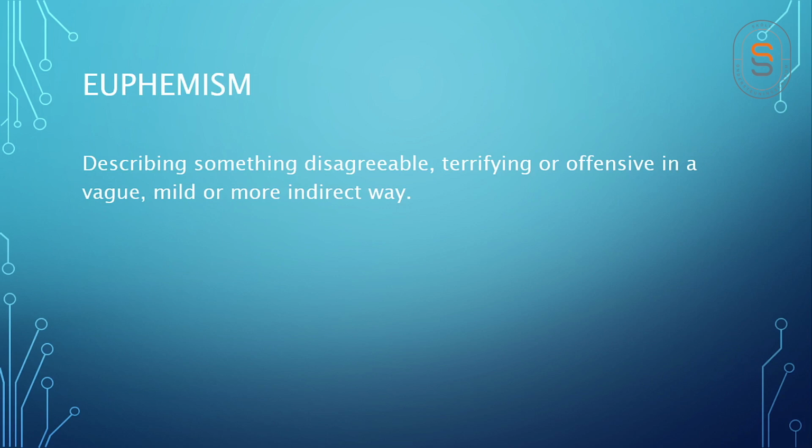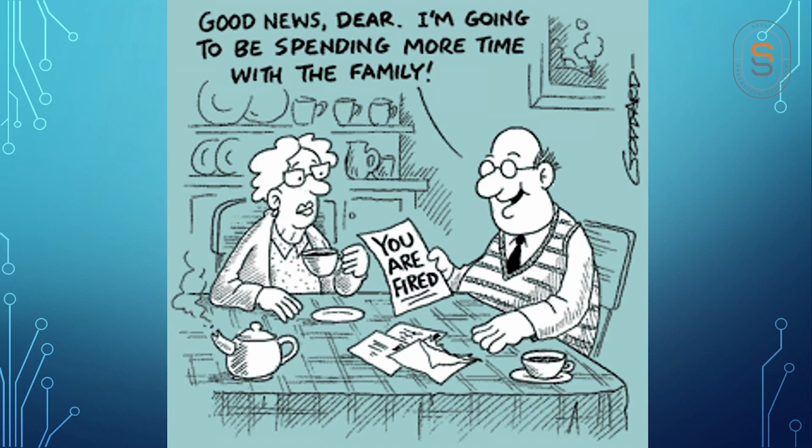So that is describing something disagreeable, terrifying or offensive in a vague or a mild or more indirect way. So basically it's to say something in a softer way, so that it's not so harsh, right? So the first one that we see here, he's reading a paper, you are fired, and he says to his wife, good news, dear, I'm going to be spending more time with the family, instead of blurting it out, I am fired, which is very harsh.